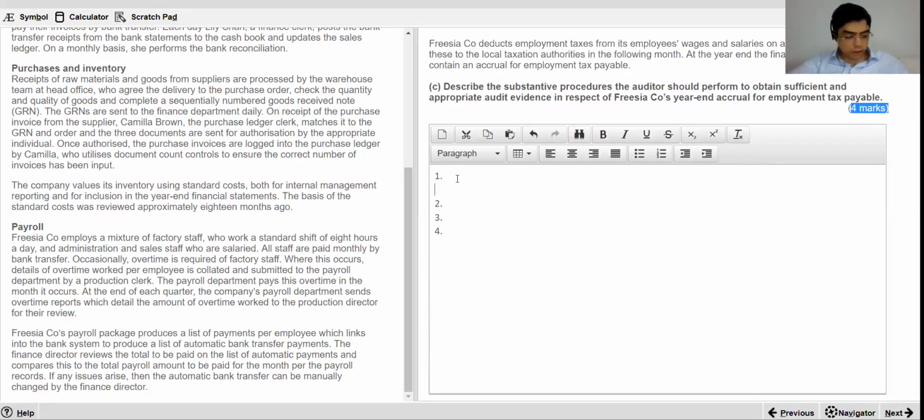Now again, because it's a substantive procedure, which is an audit procedure, you're going to have an A, a B, and a C.